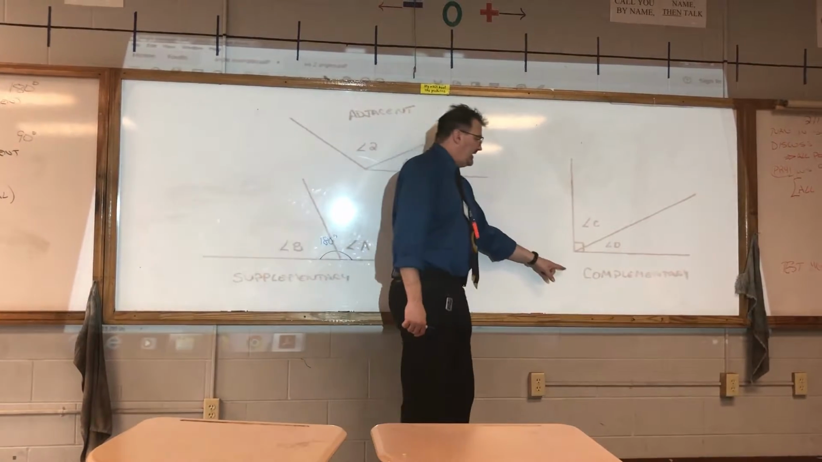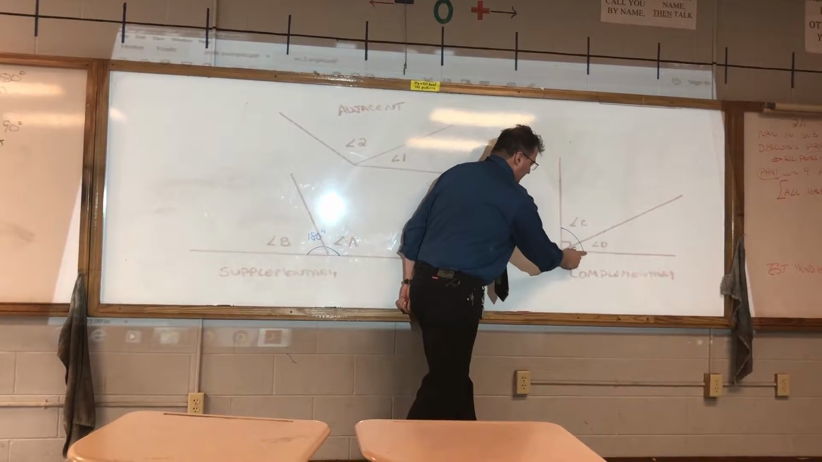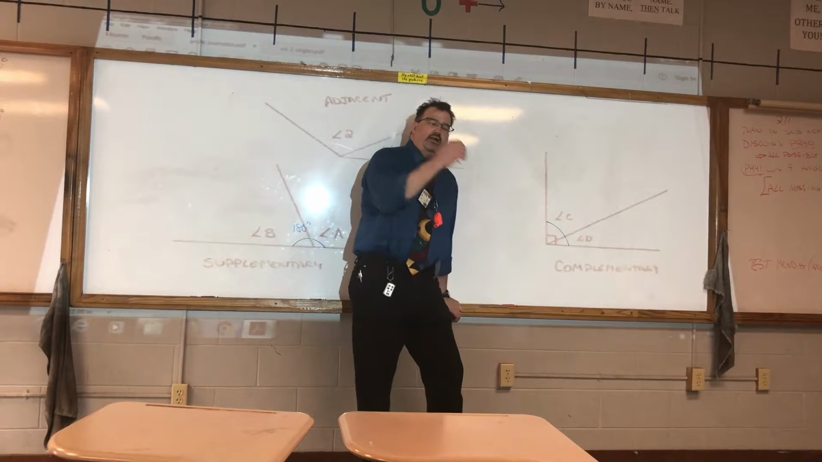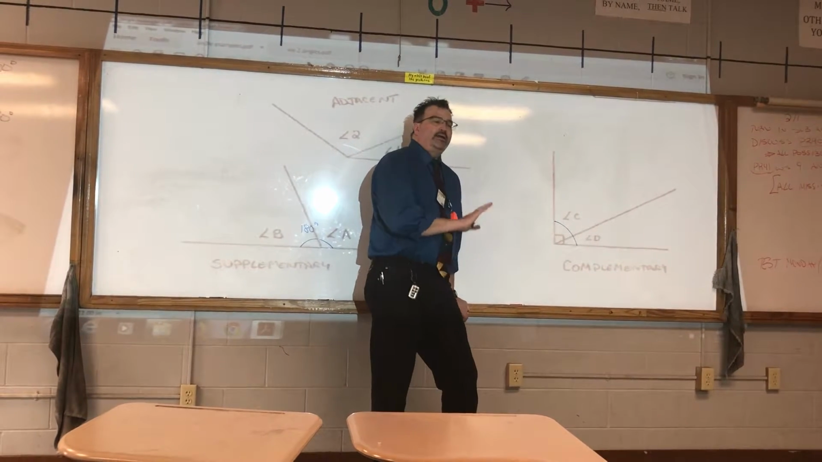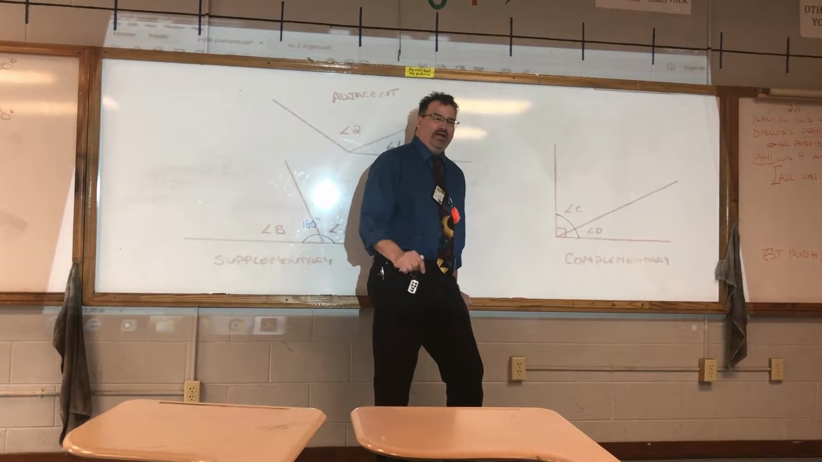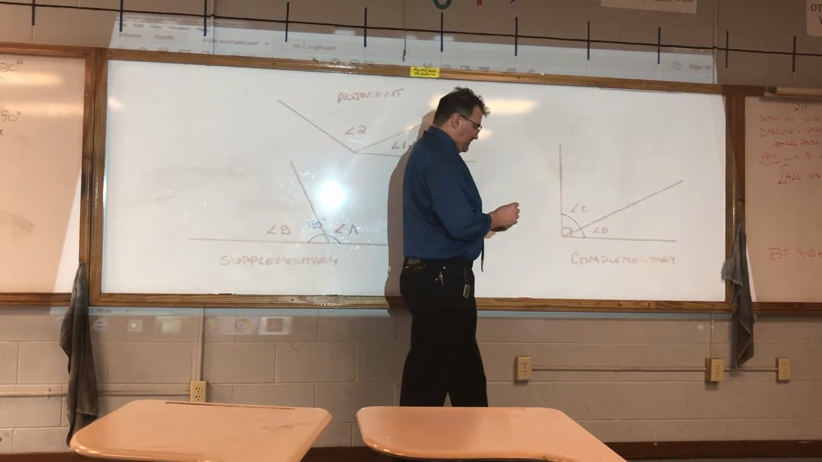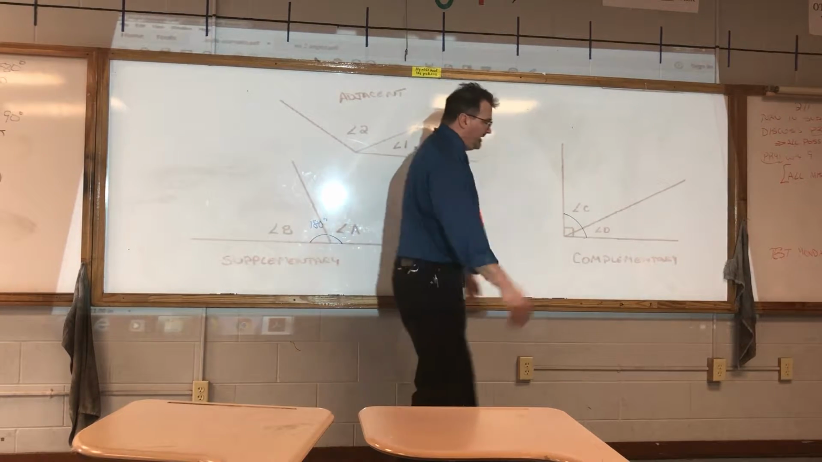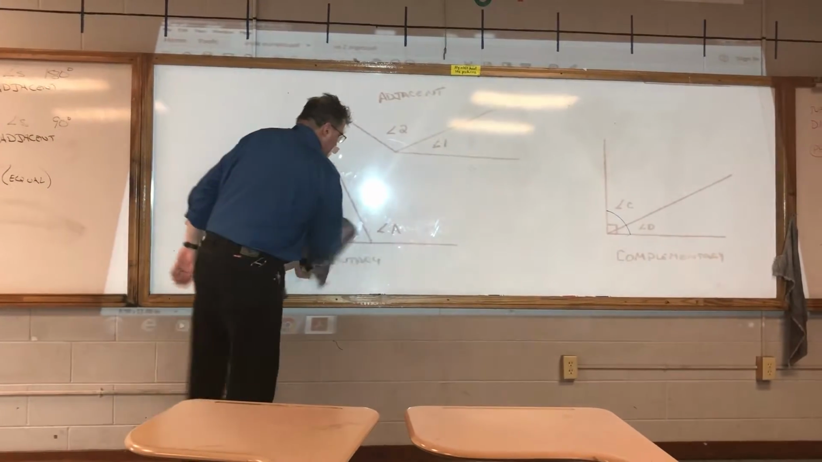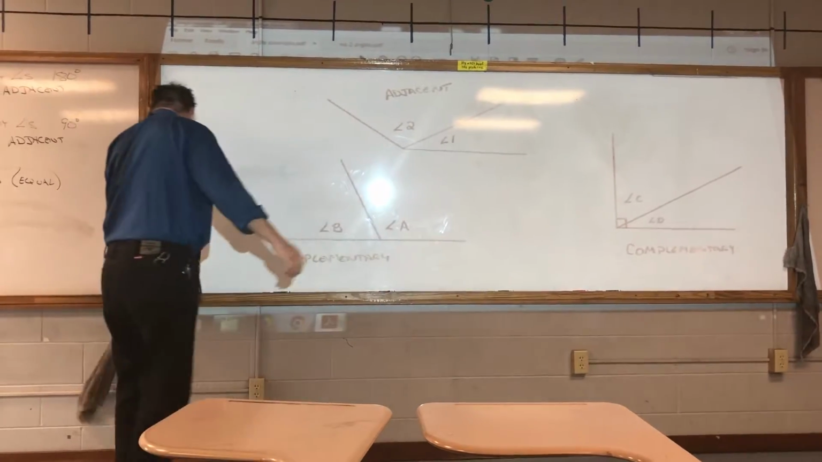And complementary angles, these two angles combine to form a 90-degree angle. They are complementary. And again, any angles that add to give you 90 are complementary, but we're going to focus on adjacent angles that form a 90. And we're going to use that information to help us find some missing angles. If you go to the next page, please.